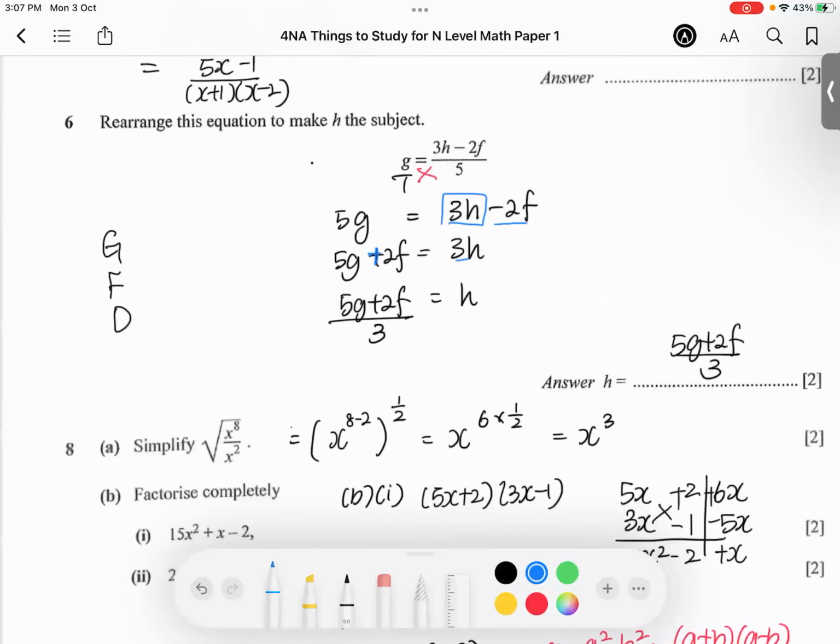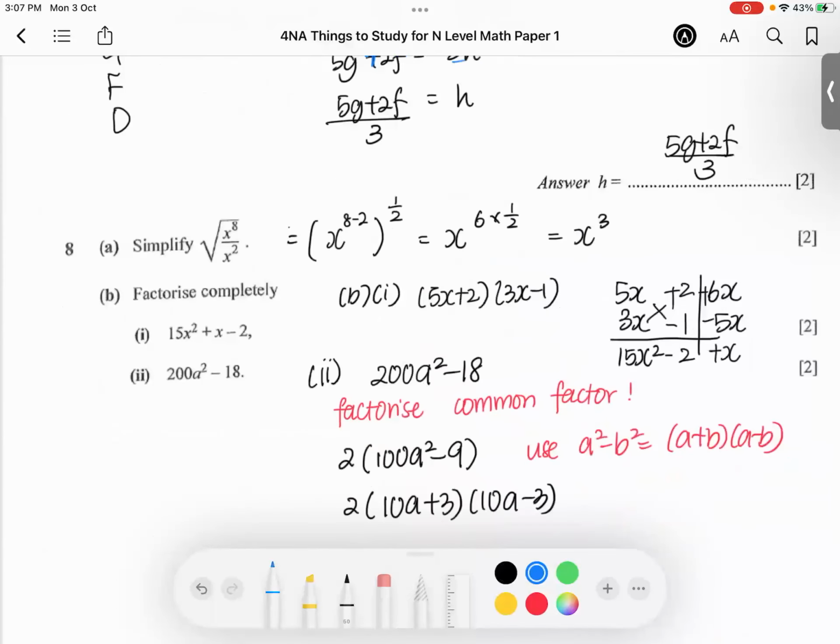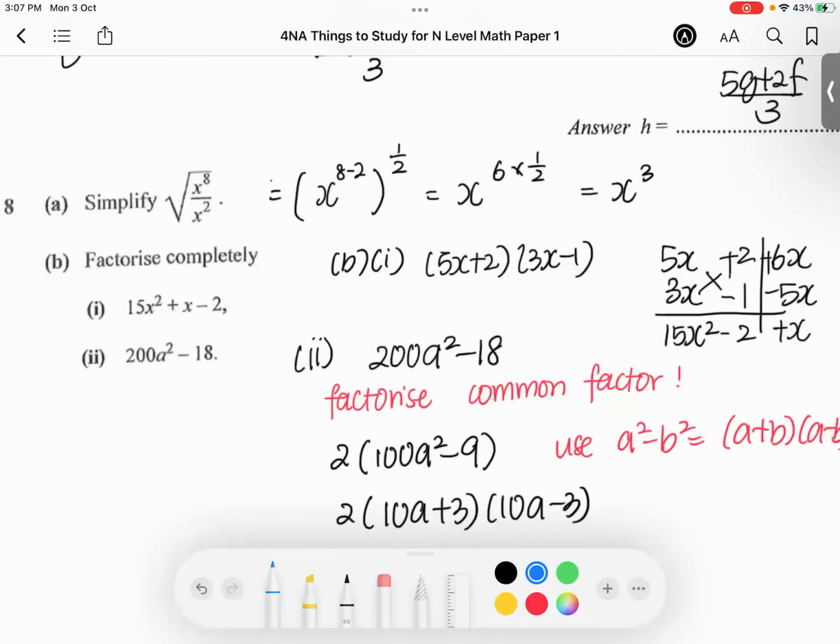This part over here, question 8a. Now just use this question to highlight. Square root means power. Square root means what power? Square root means power half. Cube root will be power 1/3.